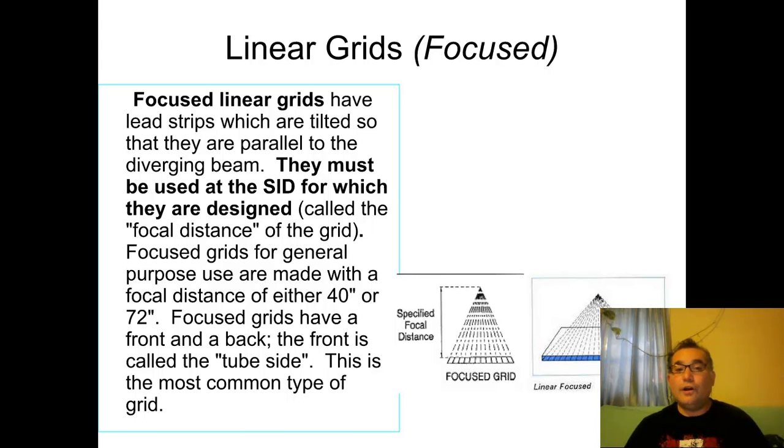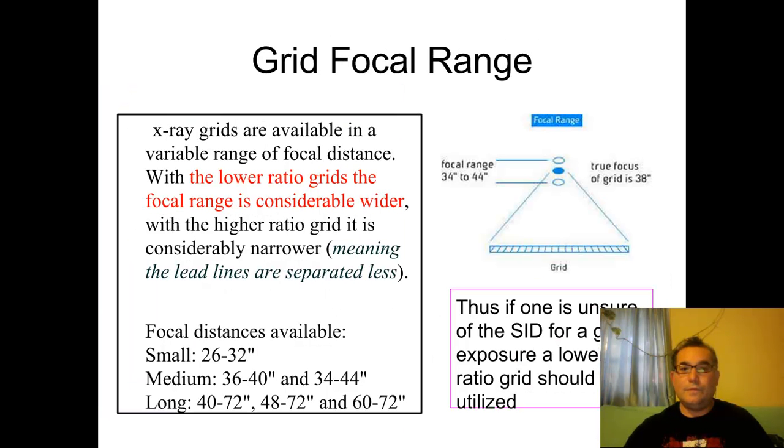Also, these grids are designed to have a front, which is known as the tube side, because you can also have drastic results if you have the grid upside down, and I'll show you what some of those images look like a little bit later. So the X-ray grids are available in a variety of ranges of focal distance.